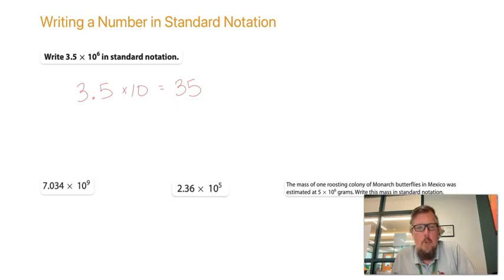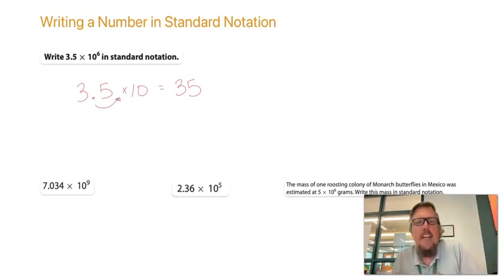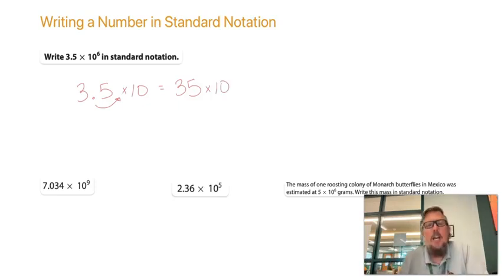Mathematically, what we did was we just took that decimal point in between the 3 and the 5 and we just slid it over one time. That is the effect of multiplying by 10. So that's multiplying by 10 one time. We got 35. But we don't want to multiply by 10 one time. 10 to the 6th power means multiply by 10 6 times.